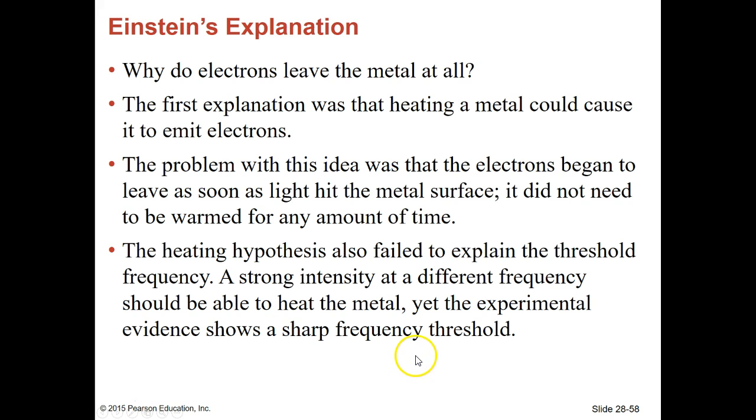Einstein, and this was his baby. He made history with it. He was able to win the Nobel Prize. So we want to know, why did the electrons leave the metal? So the first explanation was that you were heating the metal. But the problem with that idea is that electrons began to leave as soon as light was hitting that metal surface. So you didn't have to warm it up for any amount of time.